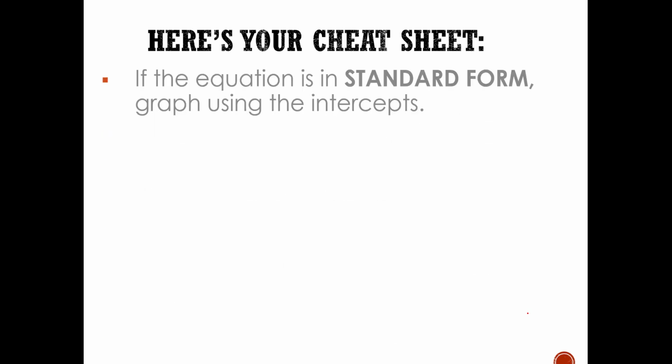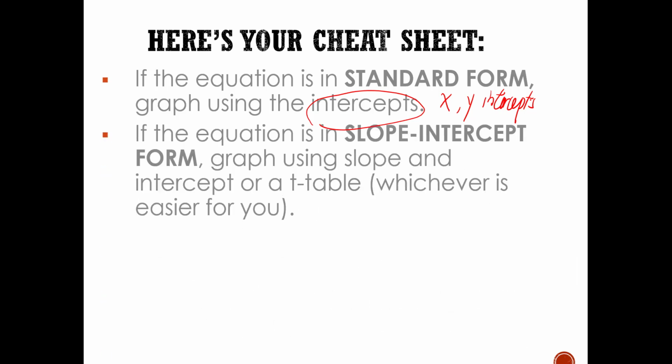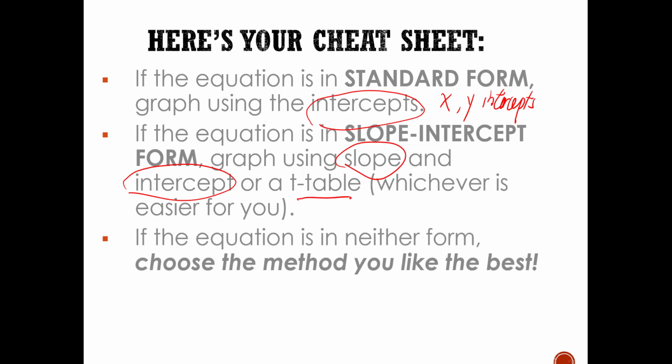So let's look at the quick cheat sheet, right? If the equation is in standard form, graph using the intercepts, x and y intercepts. I'm going to show you the detailed calculation in a little bit. And if the equation is in slope-intercept form, then graph using the slope and the y-intercept, or using the t-table, if that's easier for you. And if the equation is in neither form, then choose whichever method you prefer or feel comfortable working with. Okay.